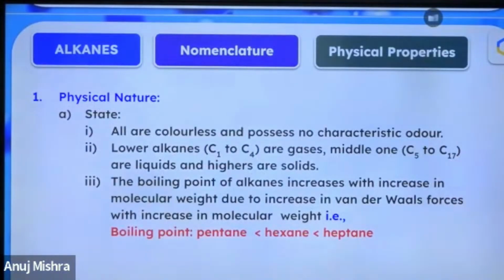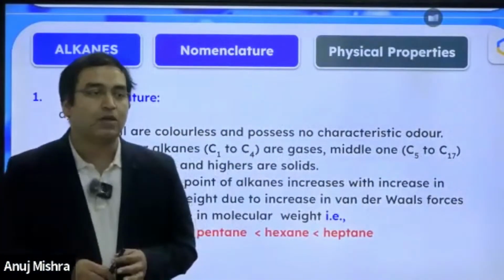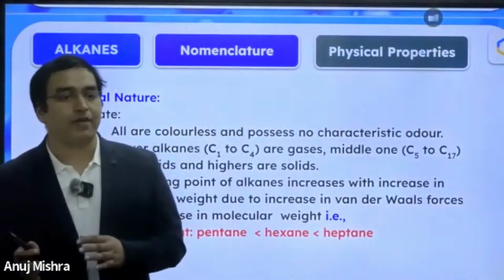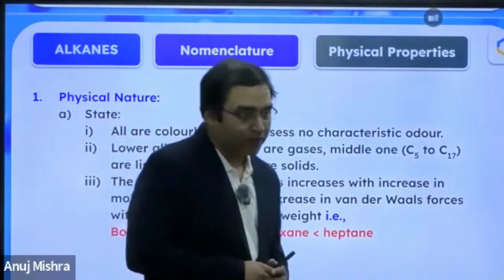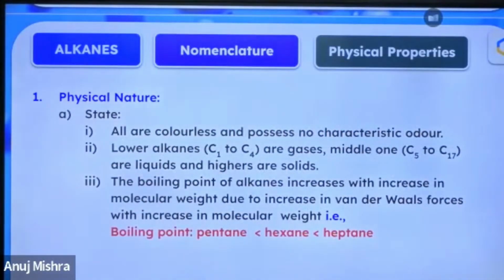Okay, at the same moment. So what is the meaning of physical properties? Basically, we talk about density, solubility, boiling point, melting point, these are all physical properties. And then when you say chemical reactions, that will be chemical properties of a given compound. So alkanes, what are physical properties of alkanes? What all things will come up?